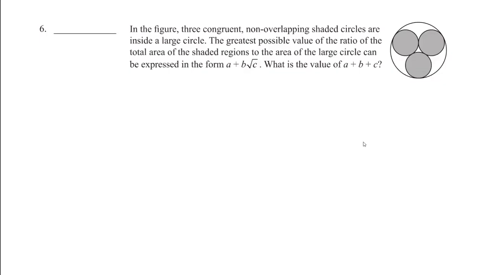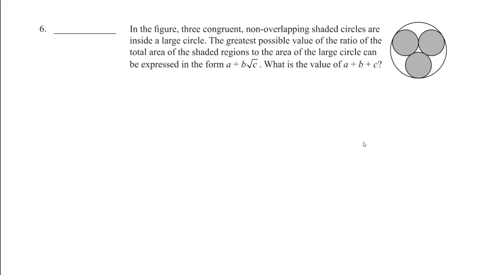Hello, everyone. So we have two other geometry problems on a state test. We have three circles inside of the larger circle, and the question is asking for the largest possible value of the ratio of the total shaded region to the area of the largest circle. Okay, and we want to find that.